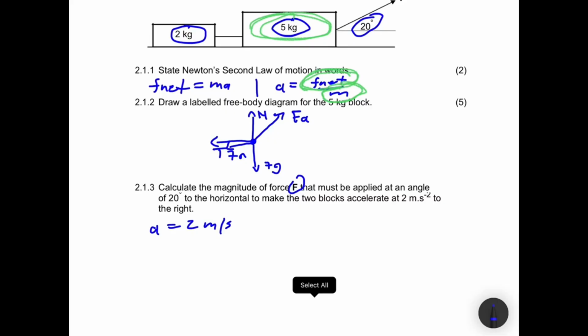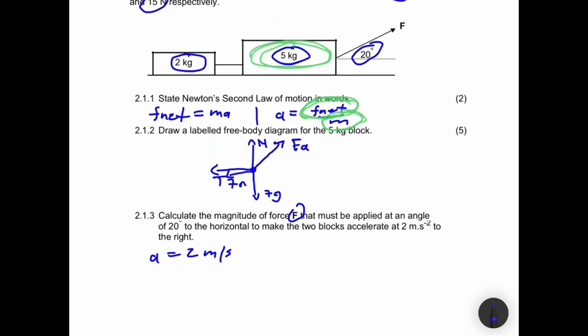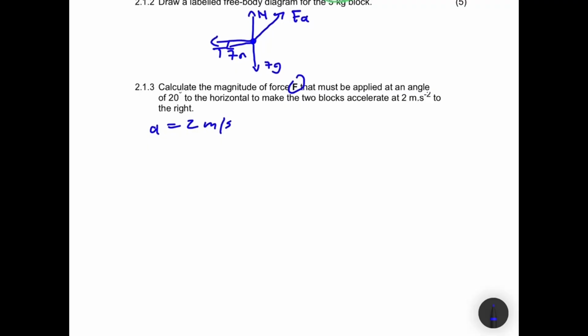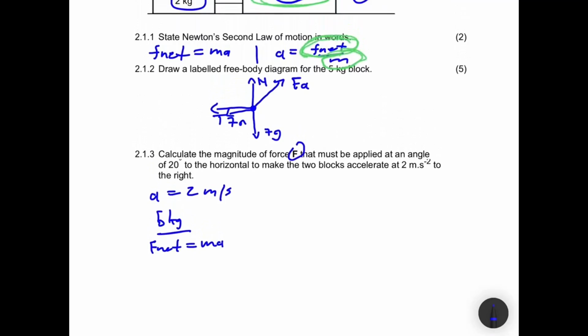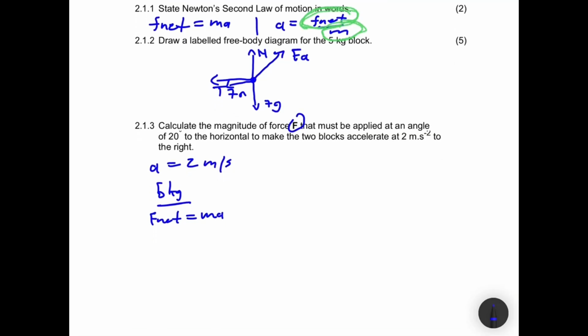to the horizontal, right? So the force F that is applied, it's applied on the 5 kg block. So we're going to go to the 5 kg block and see if we can get the magnitude of force F. So what are we essentially saying? We're saying that for the 5 kg block, F net is equal to ma, right? So now in place of F net, we can add the forces that are acting, and in place of ma, we have the mass and we know the acceleration. So which forces are acting?